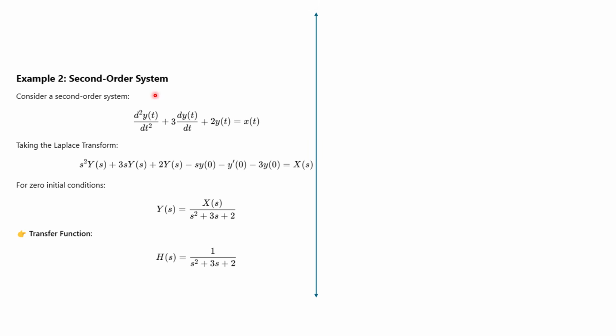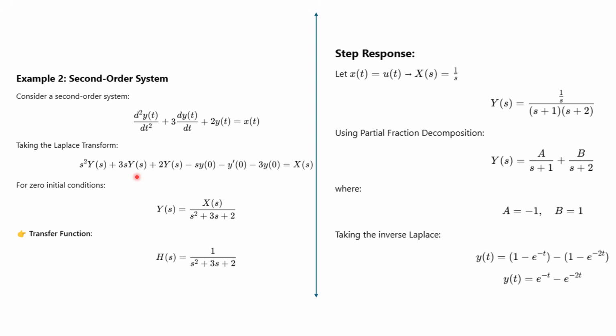Another example, here is a second order system. This is your system. Again we are going to find the value of Y(s) and X(s), so this is the transfer function of this second order system, right? And then for the step response, again multiply by the step, that is 1/s. Now we just have to convert this into the time domain. How can we convert? Using the partial fraction technique again, right?